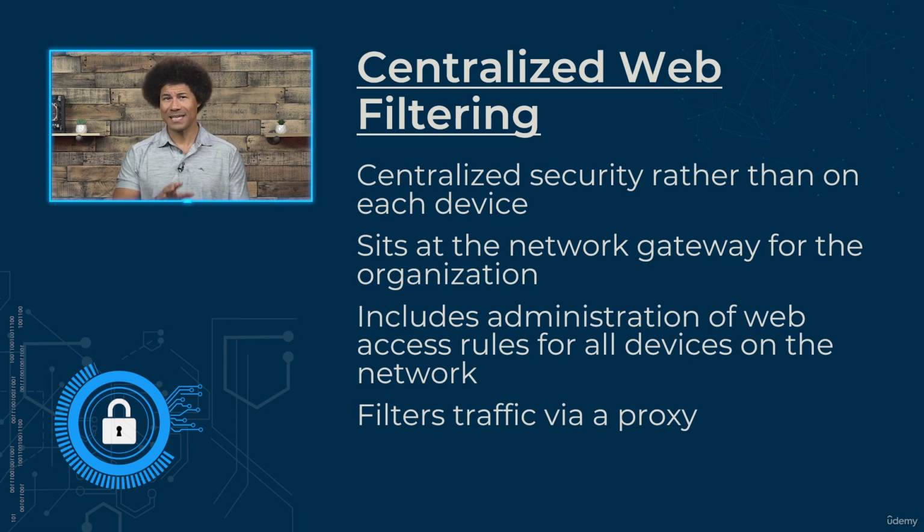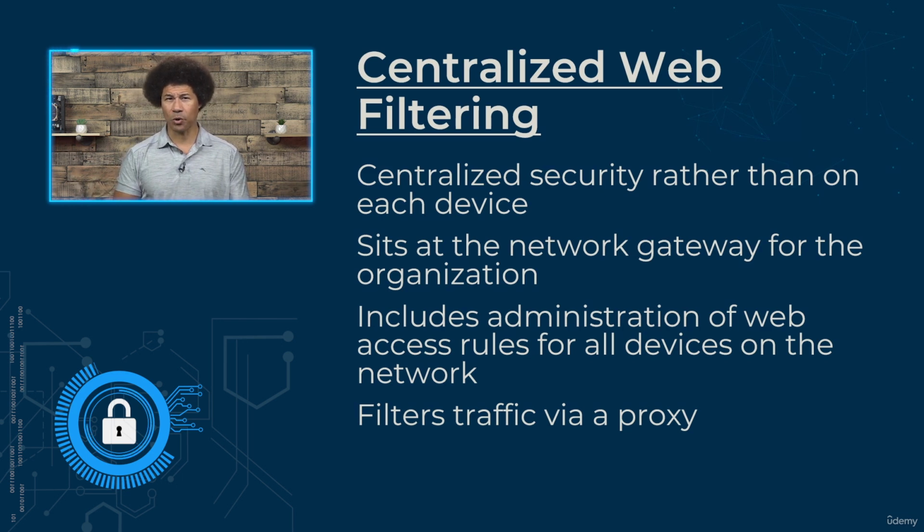Centralized web filtering sits at the gateway of an organization's network, controlling all web traffic going in and out for network-level control. It includes centralized administration of website access. All web requests are directed through the proxy, which applies uniform filters across the network.